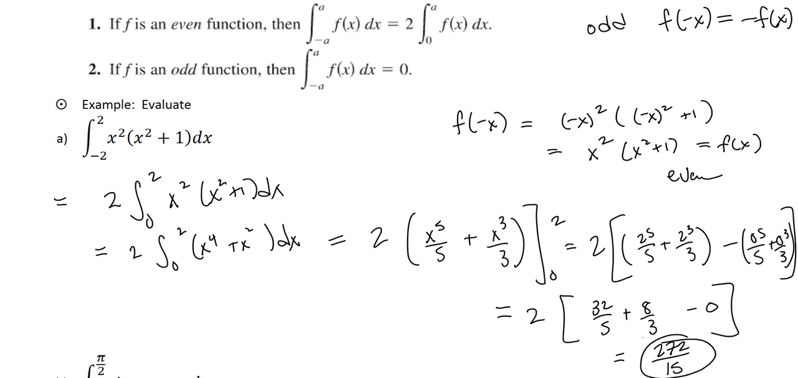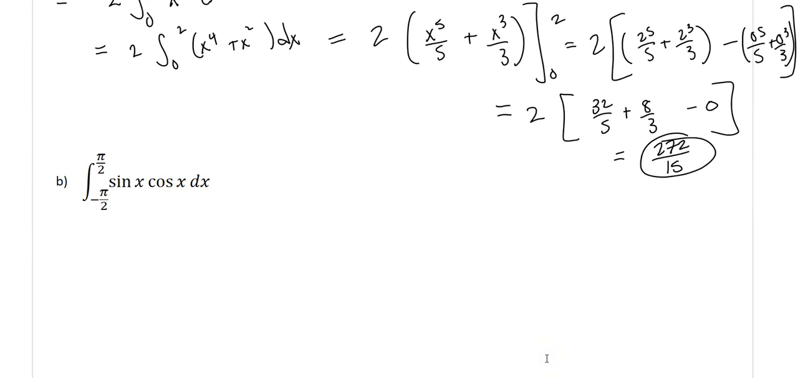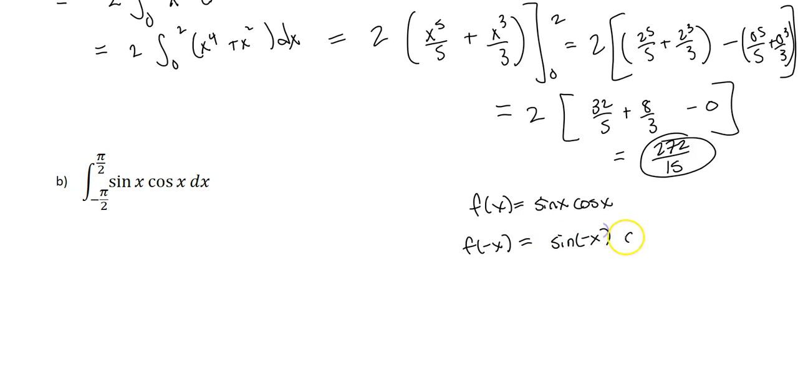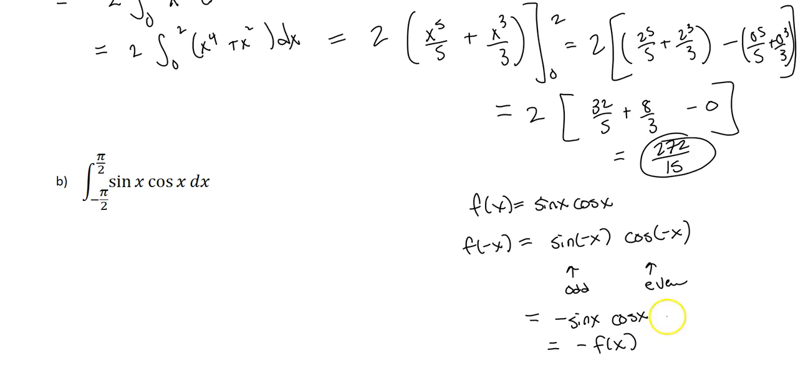And when you look at this one, we've got the integral from negative pi over 2 to pi over 2 of sine of x cosine of x with respect to x. F of x here is sine of x cosine of x. So f of negative x would be sine of negative x cosine of negative x. And sine is odd and cosine is even. So that means this is negative sine of x times cosine of x, or negative f of x. So the whole function is odd, and since we have negative a to a, this is just 0.